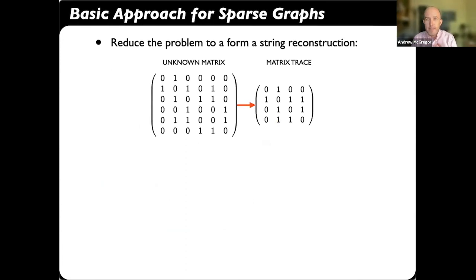Okay, and now this is admittedly super high level, but I want to convey a couple of ideas here. You could view the proof as reducing the matrices for sparse graphs to string reconstruction, kind of. The idea is that for the unknown matrix, you look at the columns below the diagonal, okay?